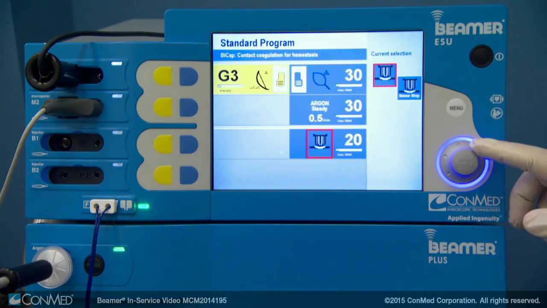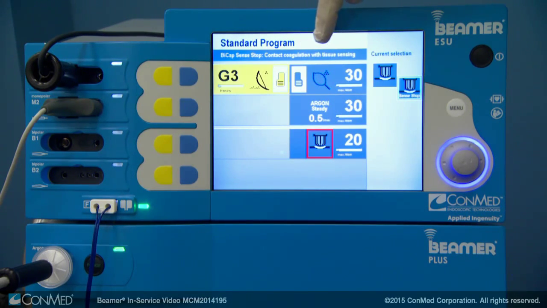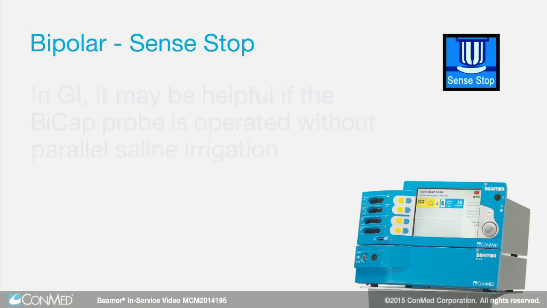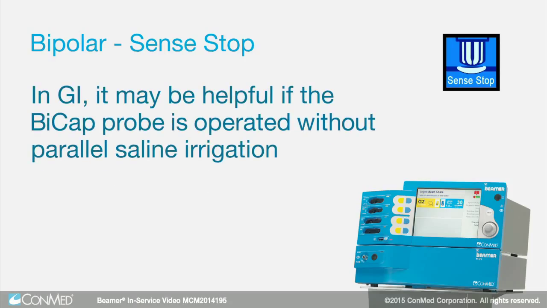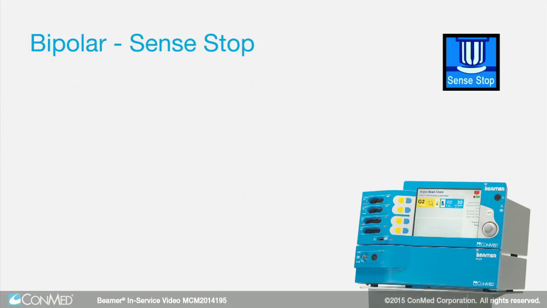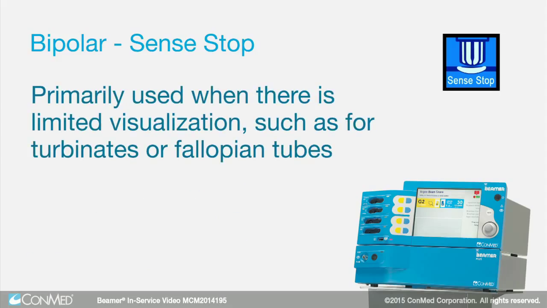The second selection includes SenseStop that automatically stops the delivery of current once a level of hemostasis is reached. The level or coagulation degree can be adjusted within the setup menu under the automatic modes. In GI, it may be helpful if the BiCap probe is operated without parallel saline irrigation, and in that case, SenseStop may help avoid sticking of the probe to tissue. This mode is primarily used when there is limited visualization, such as for turbinates or fallopian tubes.